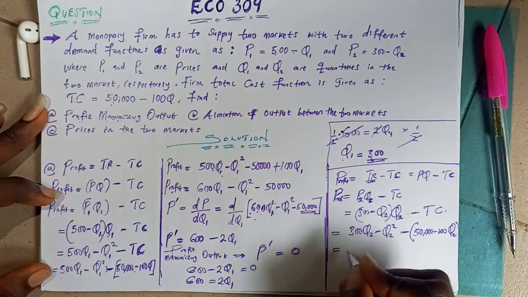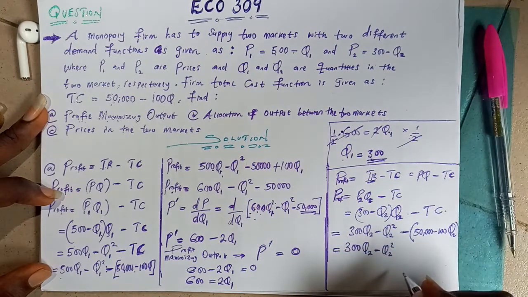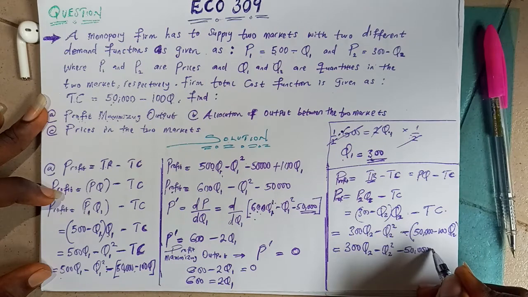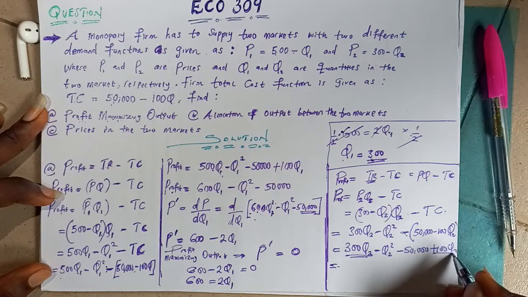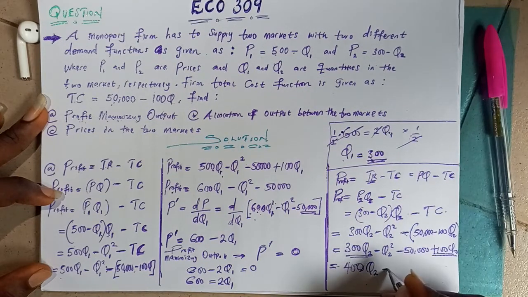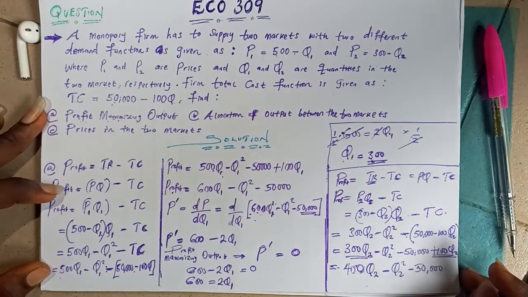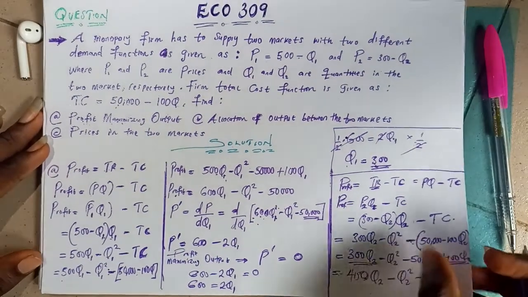So let's open up the bracket. We end up having 300 Q2 minus Q2 squared. Then negative times 50,000, that is minus 50,000. Minus times minus 100Q2, that is plus 100Q2. So I have 300Q2 here, I have 100Q2. You can sum them together, and that will give us 400Q2, then minus Q2 squared, then minus 50,000. So since we have this, we can find the maximizing output for the profit.